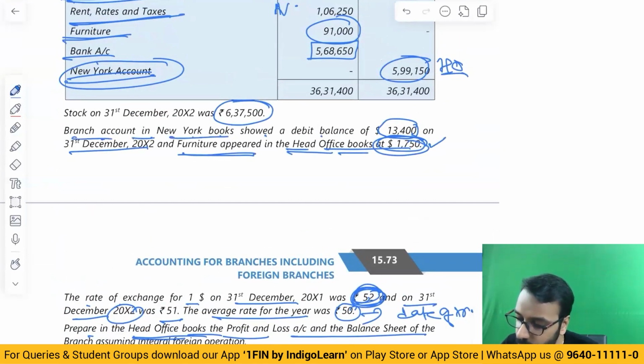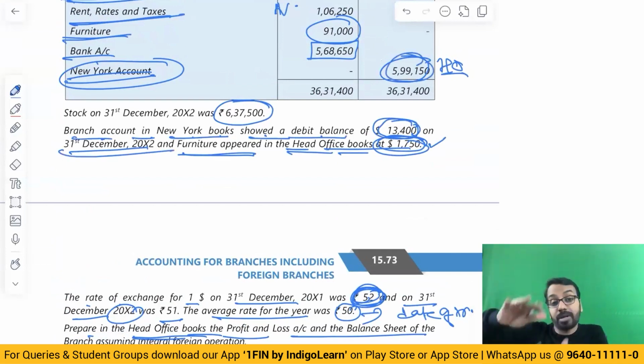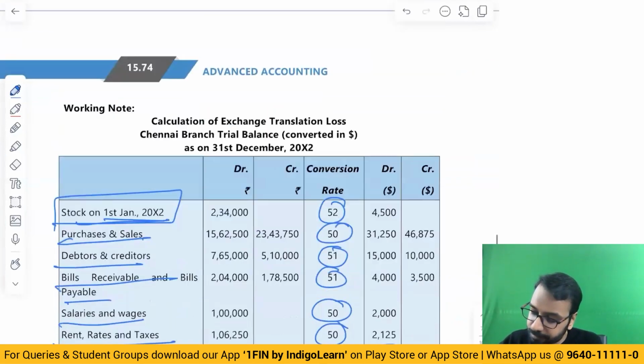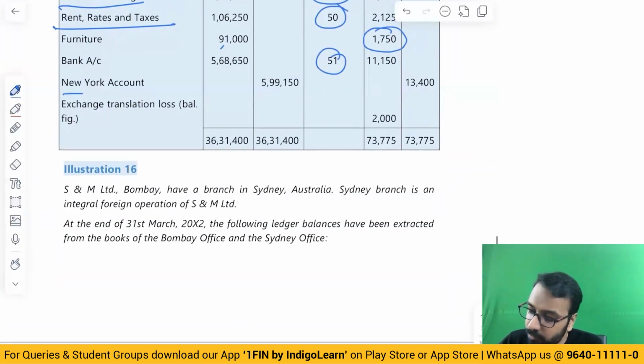Branch account in New York books showed a debit balance of 13,400 on 31st December. So that is our closing balance. No need to use this and convert. Whatever the branch account balance that appears in the books of the head office, we will consider that. That is as it is, 13,400.